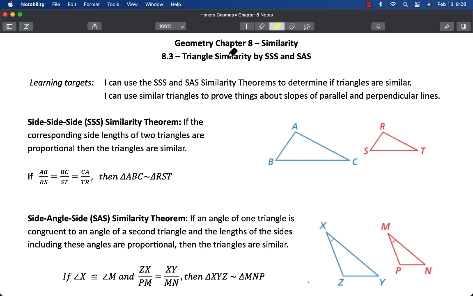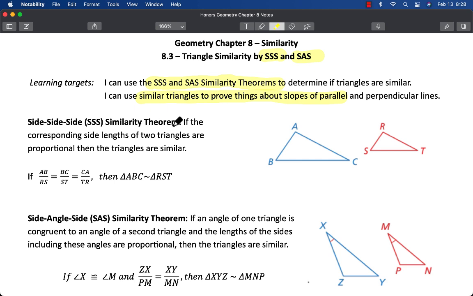Today we are going to talk about triangle similarity by side, side, side, and side, angle, side. Our learning targets are to learn two new similarity theorems, or two ways to prove two triangles are similar. That's the side, side, side, where all three corresponding sides are proportional, and then our two triangles will be similar. Or side angle side, where we have two pairs of corresponding sides that are proportional and their included angles are congruent. We also want to use similar triangles to prove things about slopes of parallel and perpendicular lines. Let's take a look at our first theorem.